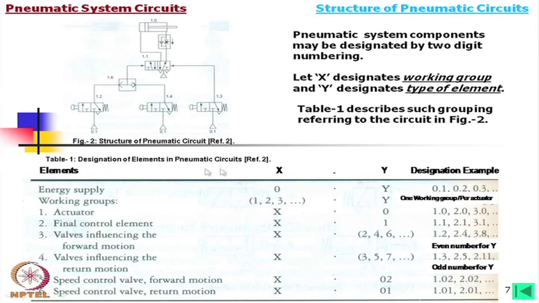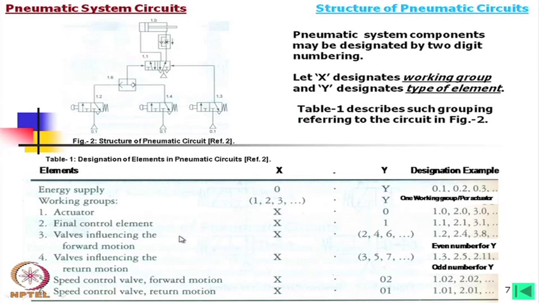So, for the working group, for the supply we put 0 in the place of x, and 1 may be for a general supply, then 2 may be another supply. Then the working group may be 1, 2, 3 or anything, and there is one working group per actuator. Let us come to the actuator. The actuator is 1.0, which means the working group is 1 and 0 is the type of element. Here the type 0 may be a single acting cylinder, or 0 is given for, say, one without a spring.